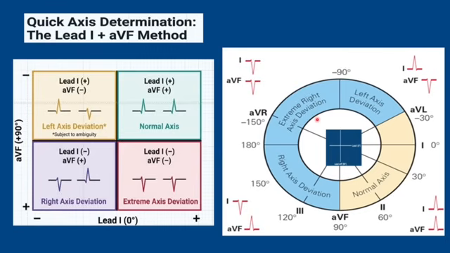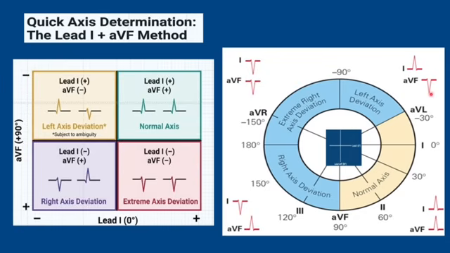So as you can see, it is straightforward. If the QRS complexes in lead 1 and aVF are positive, this means normal axis. And if both are negative, this is extreme axis. And then right and left axis depends on one being positive and one negative in lead 1 and aVF.